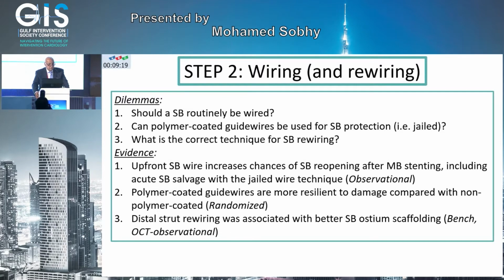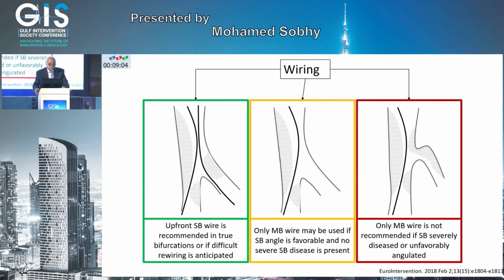So let's go to step 2, wiring and rewiring. Dilemma number 1: should a side branch routinely be wired? Can a polymer-coated guide wire be used for side branch protection? It's called jailed wires. And what's the correct technique for side branch wiring? Actually, this is the wiring.